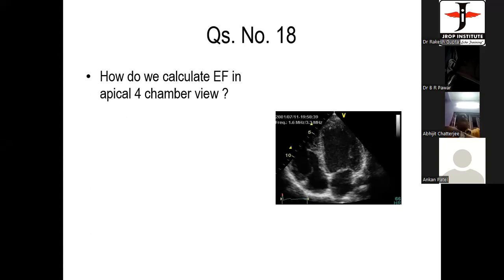So what are the two techniques? One is area length method. Yeah. The other is modified Simpson. Modified Simpson method, biplane. That is biplane method. Okay.